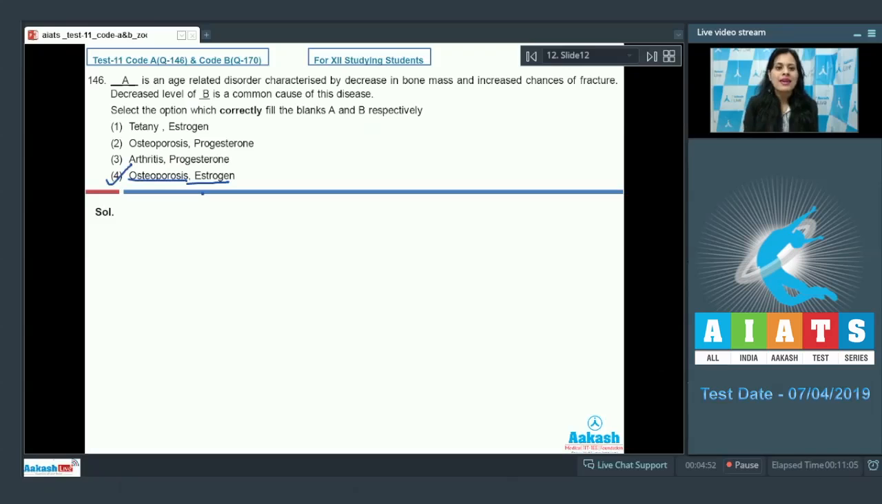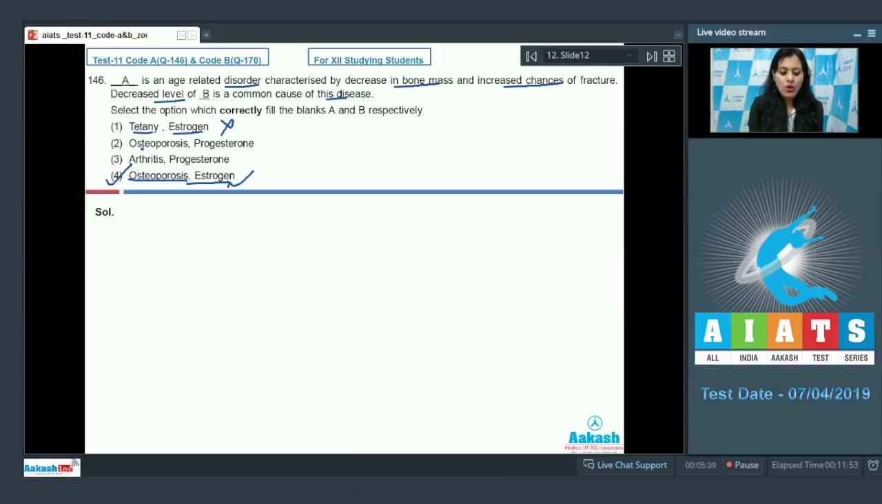Because osteoporosis is an age-related disorder characterized by decrease in bone mass and increased chances of fracture. And decreased level of estrogen is a common cause of this disease. Let's discuss rest of the options. The very first option given is tetany and estrogen, and this is an incorrect option because tetany is the spasm in muscle fibers due to low calcium in blood plasma.